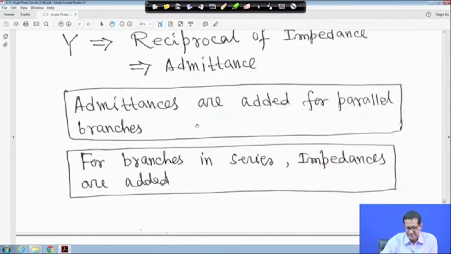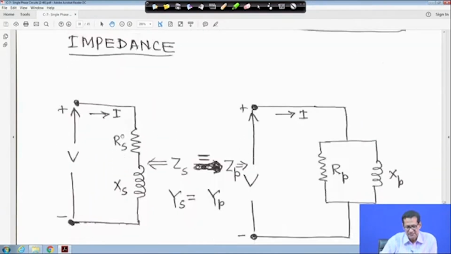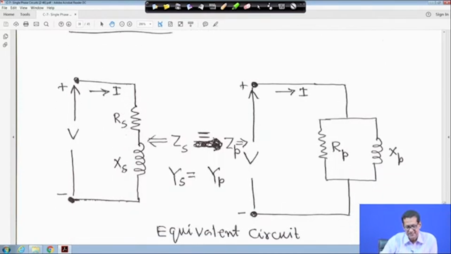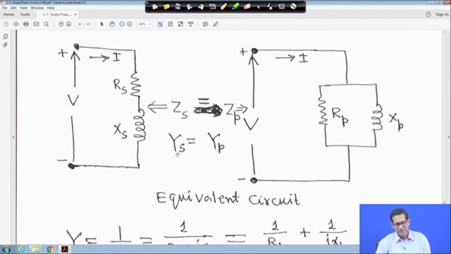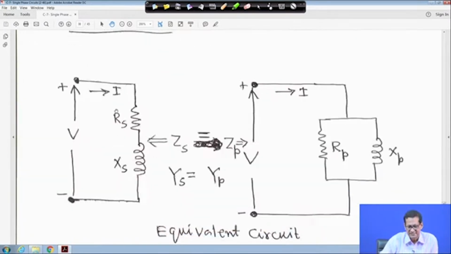Now, next is the parallel equivalent of a series impedance. For example, this is my series impedance Rs and Xs, and this is my supply voltage V. Now the question is that we want this one, equivalent Rp and Xp, so these two circuits are equivalent to each other. That means Ys is equal to Yp, that means series admittance is equal to parallel admittance, and this branch is Rp and Xp. We have to obtain Rp and Xp in terms of Rs and Xs. This is the parallel equivalent of a series impedance. This is series, but we want the parallel equivalent.